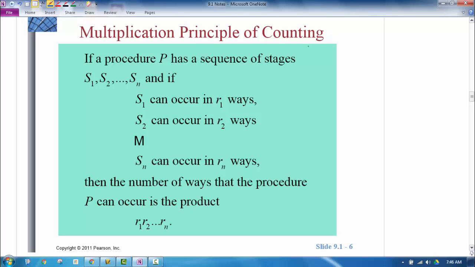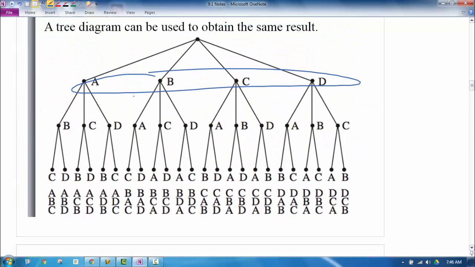So then that brings us to the multiplication principle of counting, which is going to be sort of the most basic way we add things up in this chapter. It says if a procedure P has a sequence of stages, S1, S2, and so on, S1 can occur in R1 ways, S2 can occur in R2 ways, then basically what you do is you just multiply those number of ways together.